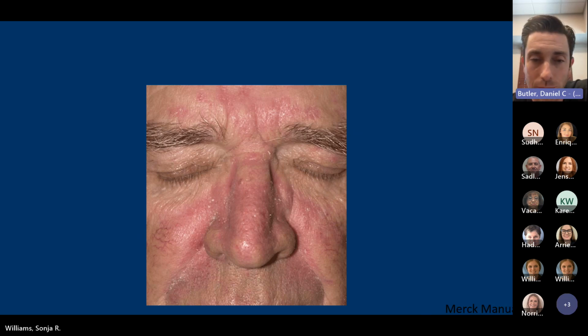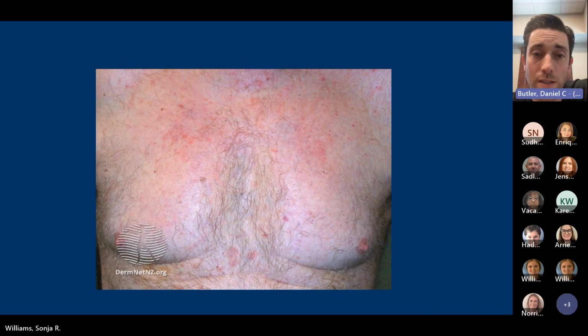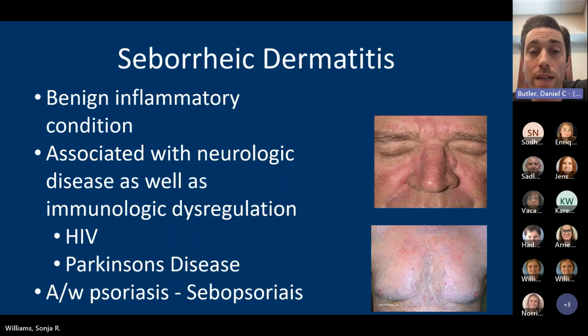Next slide. This is another one you can see on the central chest. Why this would be different than Grover's disease is it's going to have a scale on it as opposed to just a papular or just a bumpy dermatitis. Next slide. So this is seborrheic dermatitis.